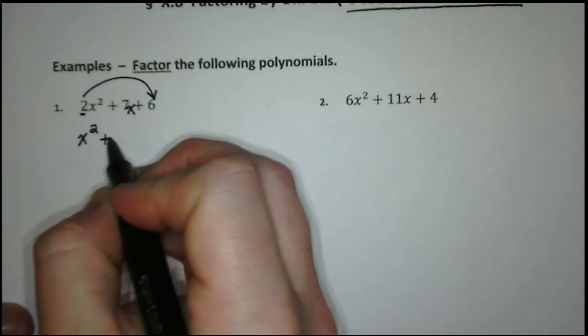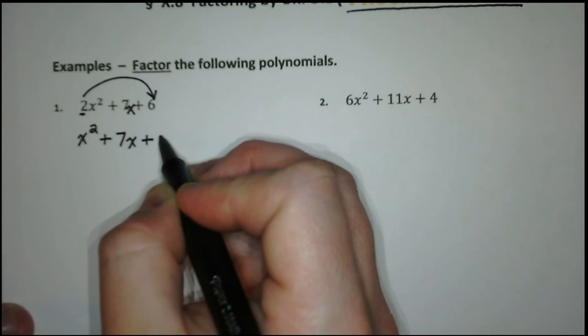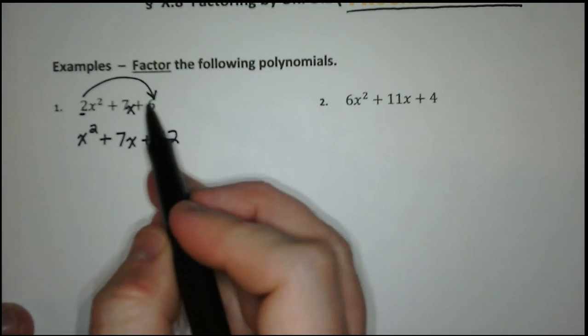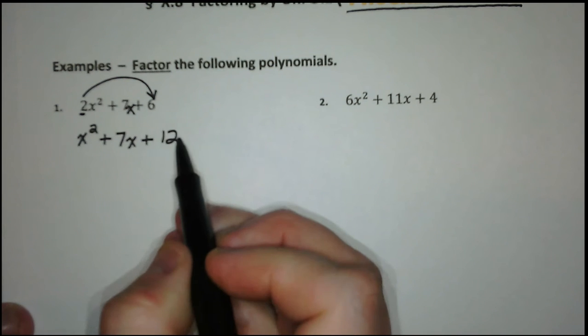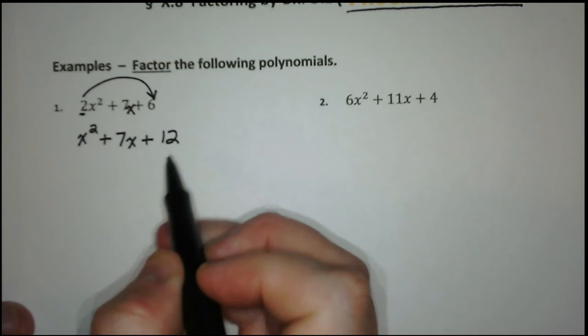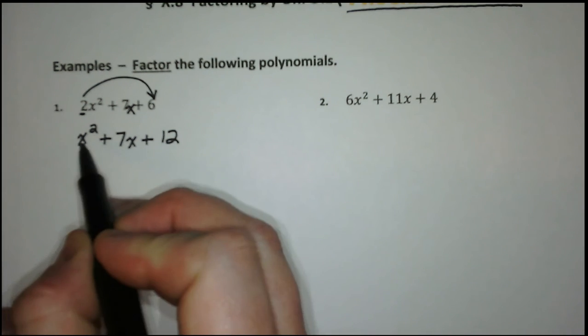and in a way, we are killing the Phoenix. So that 2 pretty much slides over there to multiply to the 6. And now what we have is x squared plus 7x plus 12. So the Phoenix has burned up. It's been killed.